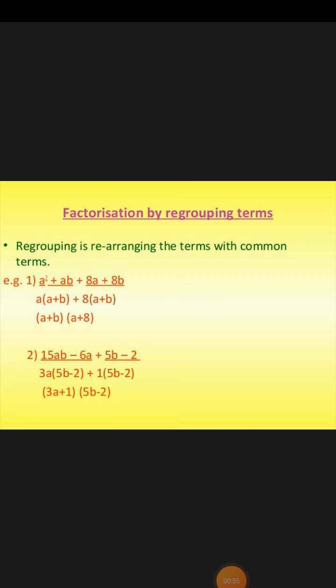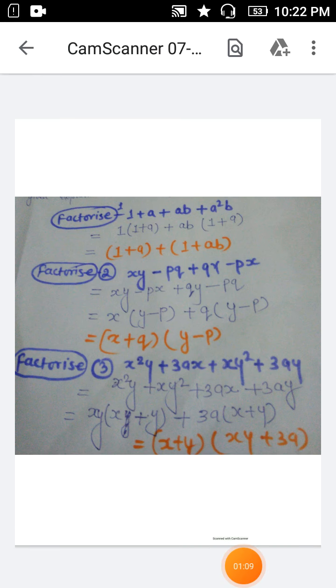Next point is factorization. The process of finding two or more expressions whose product is the given expression is called factorization. For example, the first question: we have to find the factorization of 1 plus a plus ab plus a square b. So we have to consider the first two factors.